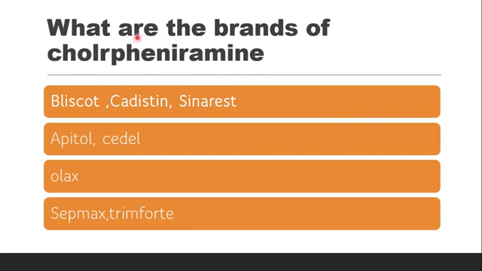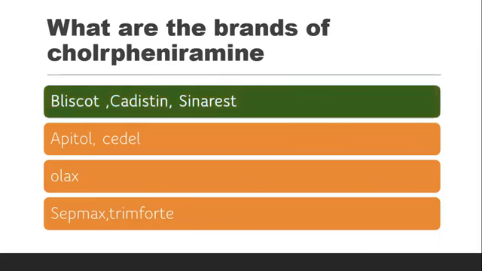Next question is what are the brands of chlorpheniramine? The brand names of chlorpheniramine, whether they are Bliscot, Candestine, Sinarest, whether they are Epitol, Sidale, whether they are Olax, and whether it is Sepmax or Trimfort. The correct answer is Bliscot, Candestine and Sinarest.